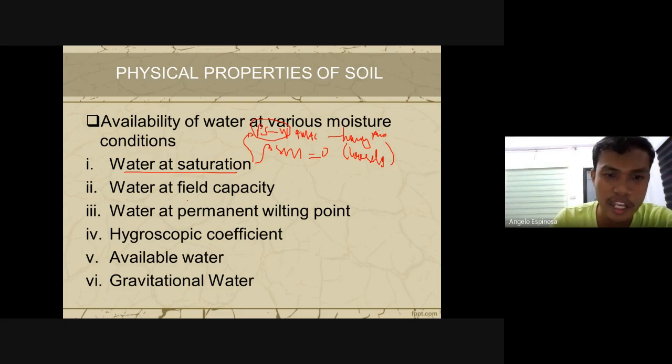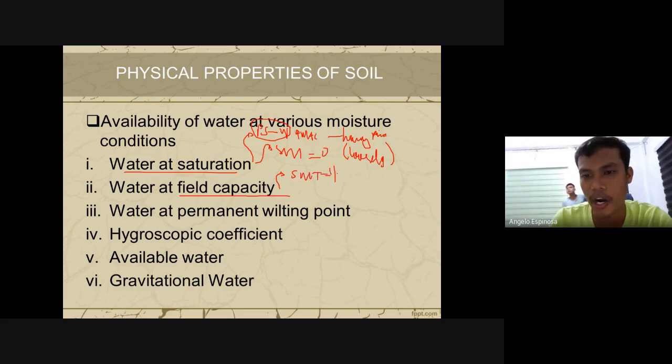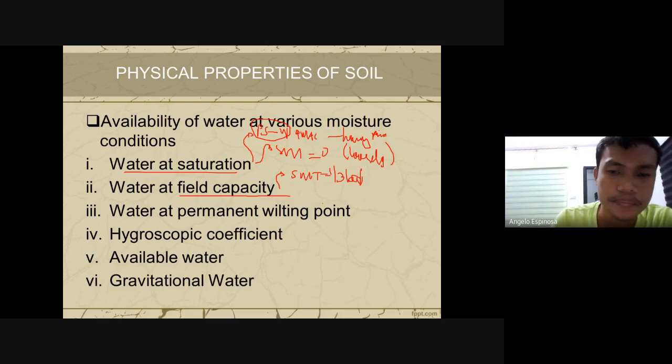Meron din tayong water at field capacity. So an estimate of the upper limit of the available moisture range. So it is range in the SMT is equals to 1/3 bar. It is 1/3 bar, nag-occurs po siya when excess water has drained.